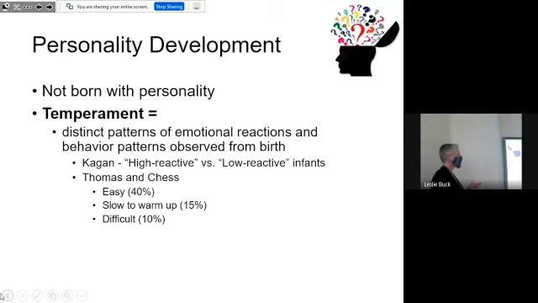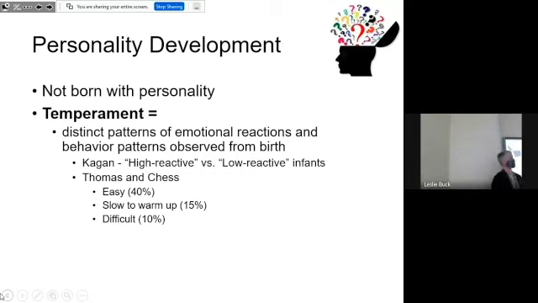So Kagan initially classified newborns into highly reactive and low reactive. So my son was highly reactive. He was easily, emotionally, and behaviorally upset. My daughter was like chill baby. Broken baby. She likes it when I tell the story of where I thought she was broken. I was like, this one's broken. It's too happy. What's wrong with this one?